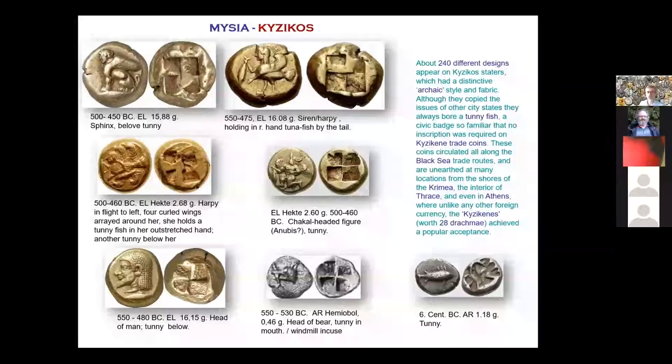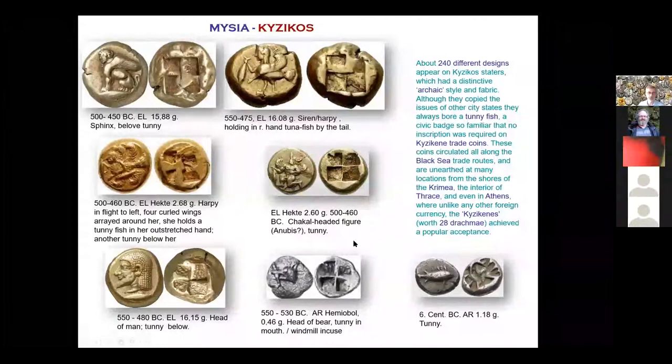So when I prepared this presentation, 240 different designs were noted, but I'm sure by now this number increased to 260, 270, if not 300, because it was a very important trading post, and they issued many, many coins, including silver ones. And again, I emphasize the fact that these coins mostly were used in trade, but not to finance military campaigns.